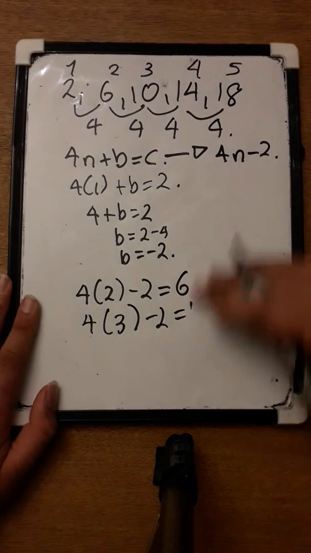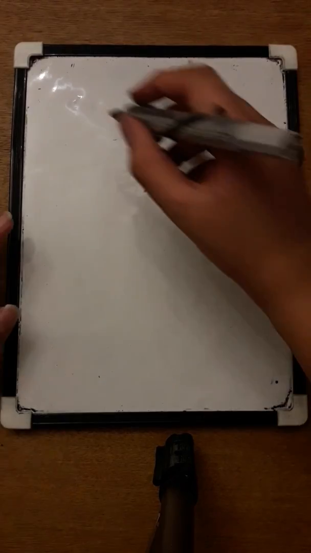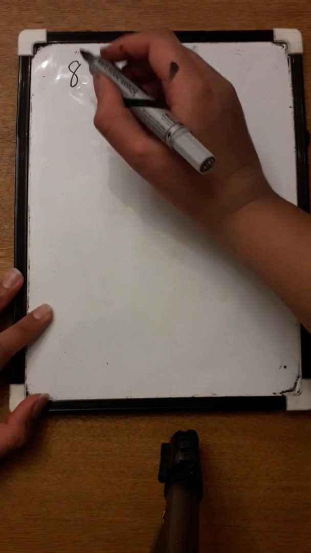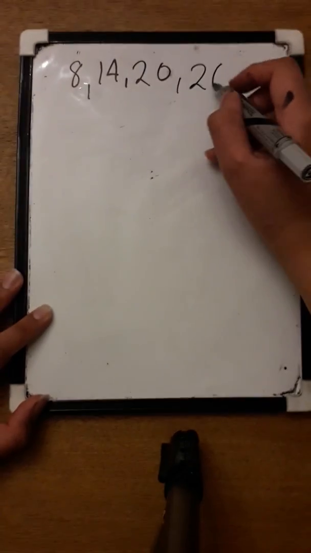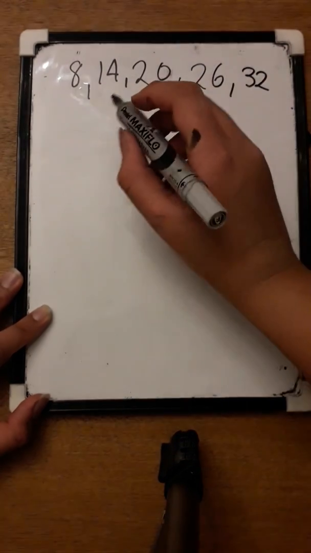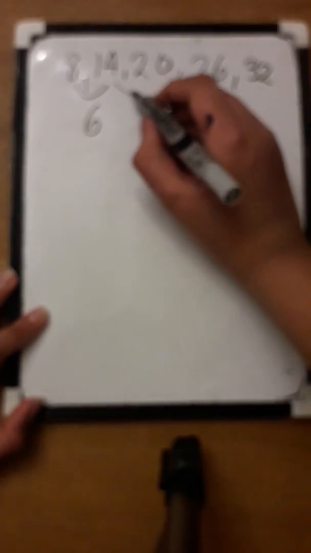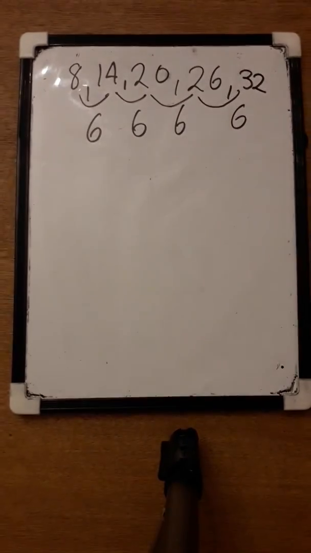Okay. Now guys, I'll be showing you another example, a harder example. Okay, so 8, 14, 20, 26, and 32. So what we do is we just work out the difference. That's 6, 6, 6, and 6. I got this because 14 minus 8 is 6, 20 minus 14 is 6, 26 minus 20 is 6, and 32 minus 26 is 6.